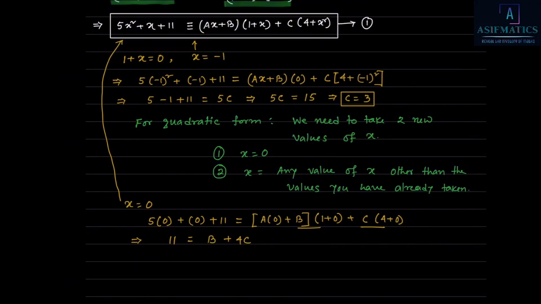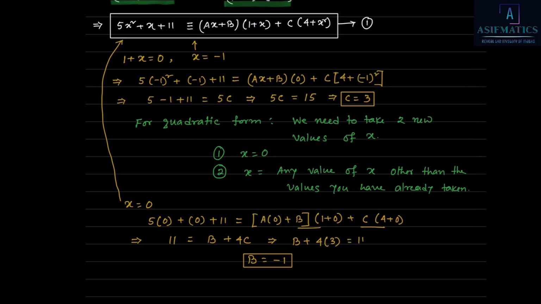So the c value we already know, so we can write b plus 4 times 3 equals 11, or from here you get your b value is 11 minus 12, so this will be minus 1. Okay, so we have our b and c values. Now the third is the a value.